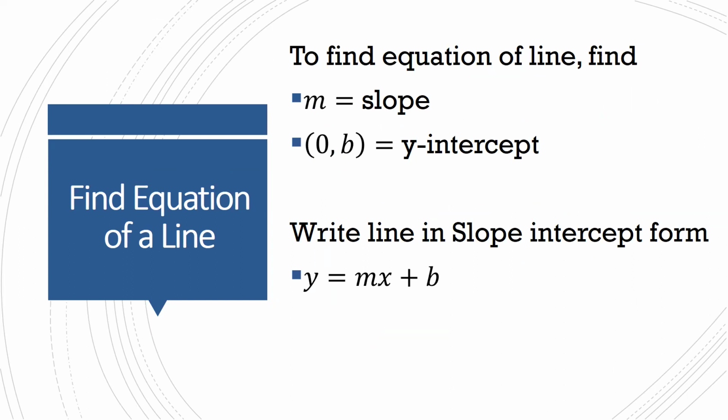Now, the line that we're going to find is still going to be in slope-intercept form. We're going to find the y equals mx plus b version of that line. And so in order to find the equation of a line, I want to find the slope and the y-intercept. Now, in our previous video, we were just given the slope. In this video, we need to find the slope using some information, specifically the 2 points on the line.